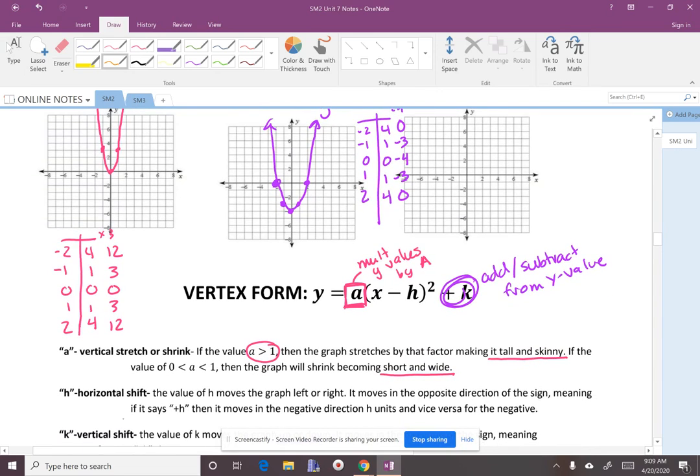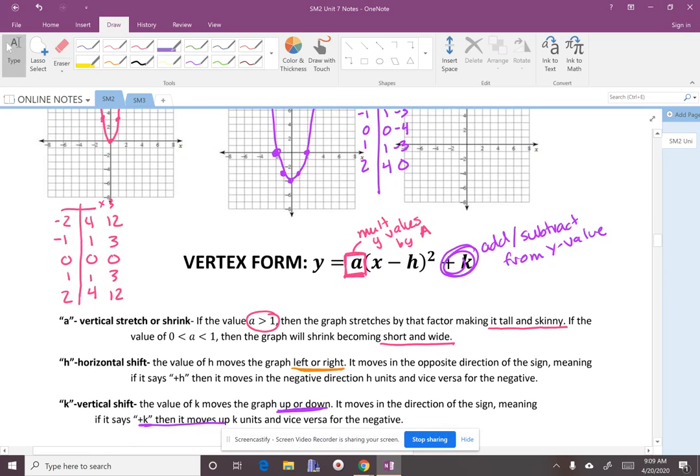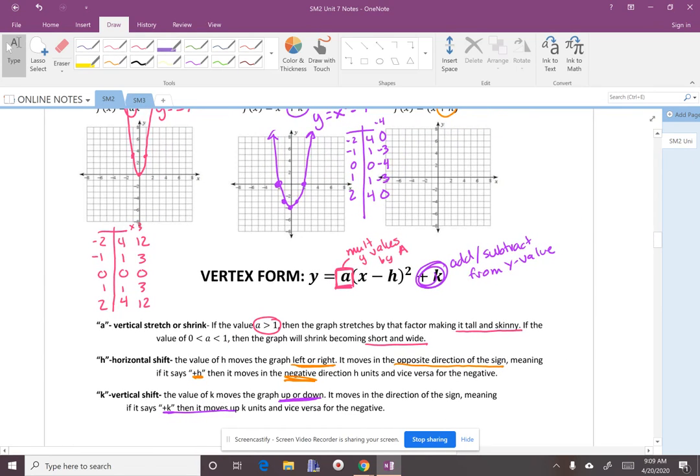And so h is our horizontal shift, meaning it moves the graph left or right. This one's a little bit different than k because it moves in the opposite direction of the sign, meaning if it says plus h, it moves negatively. So we're going to do the opposite to the points. But the other thing you need to realize is this, if it's moving left or right, it changes your x values.